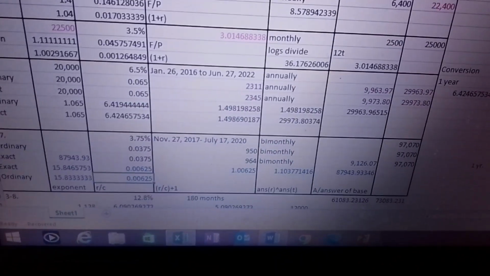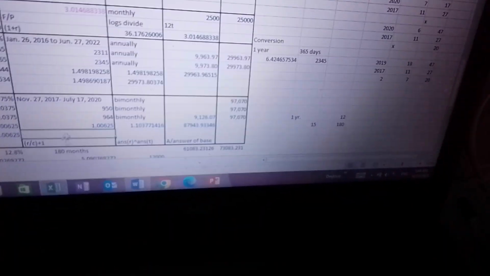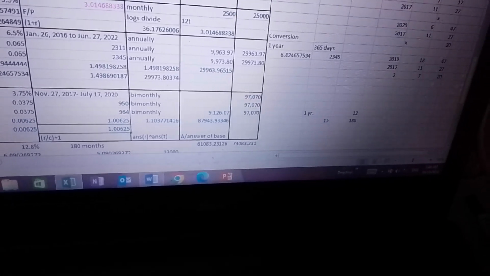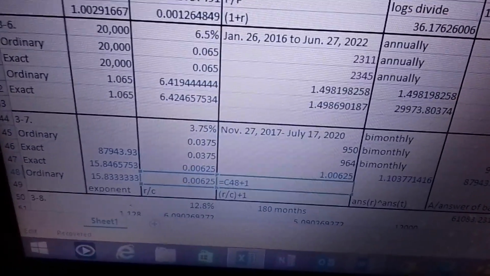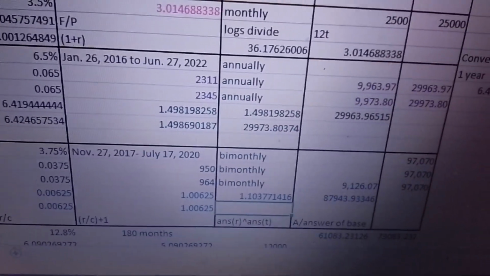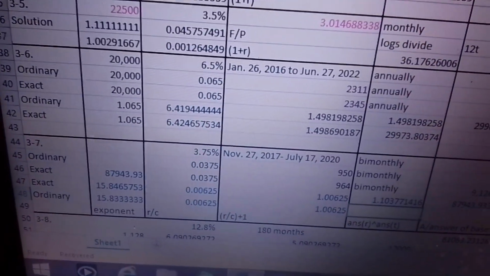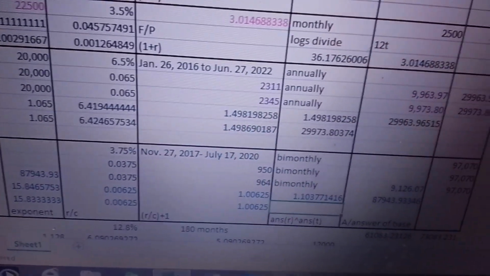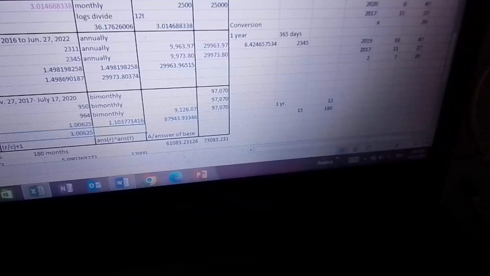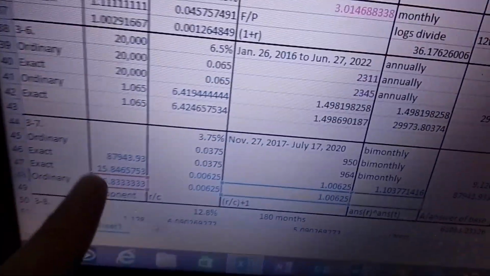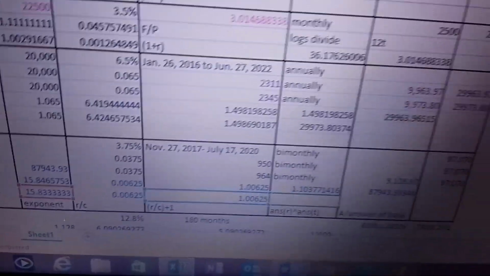Same as before. And then from there, we add 1. Whatever answer we get here, we add 1 to it. R divided by C plus 1. And then from there, this is the answer of R, and then the answer of T, which is the exponent. So therefore, we're gonna raise it to that power. These are the answer in the R, and these are the exponent. So we're gonna have to raise that. And when we do that, what answer did we get?